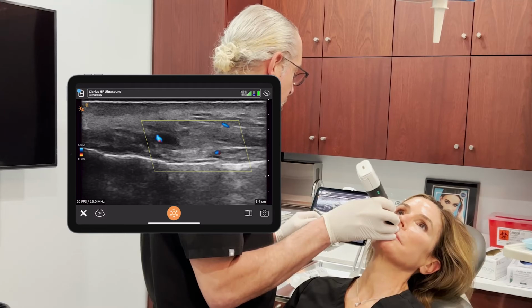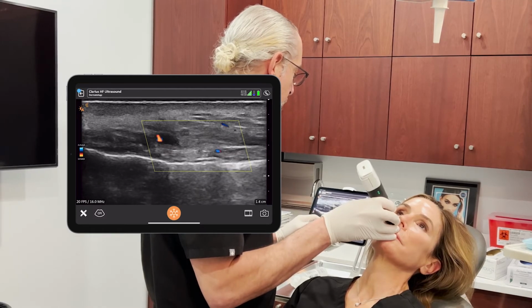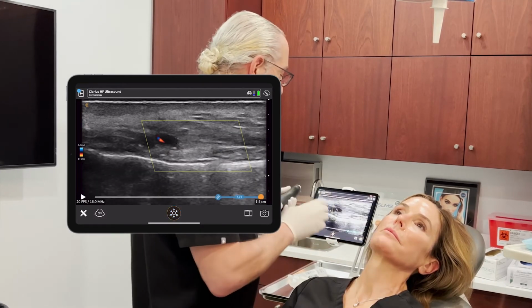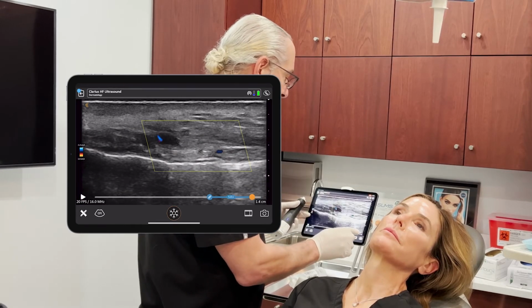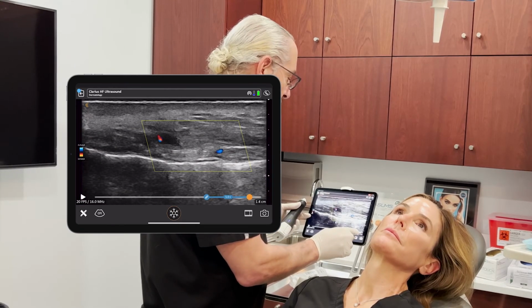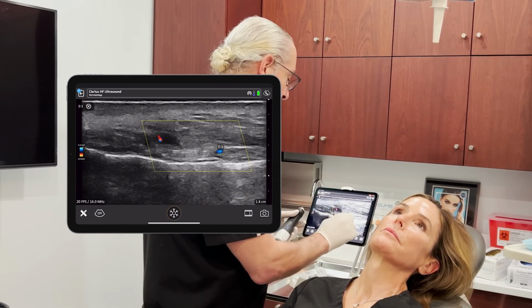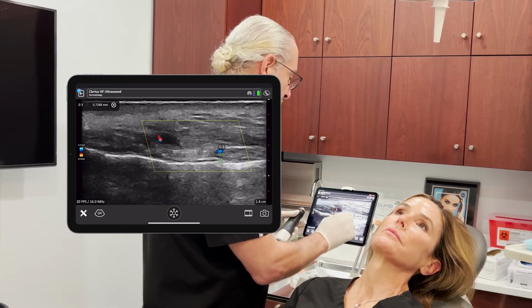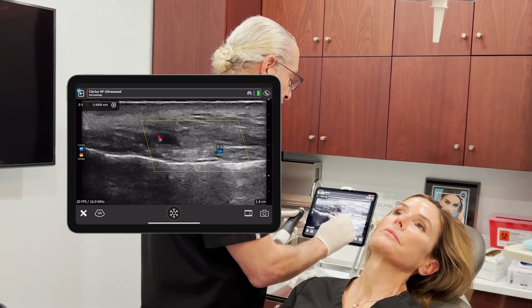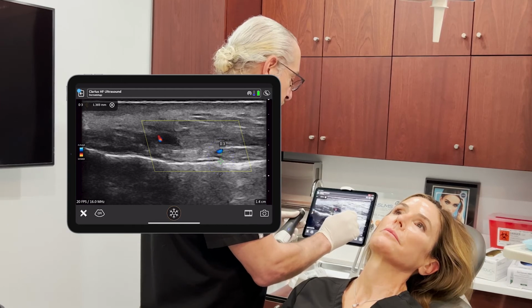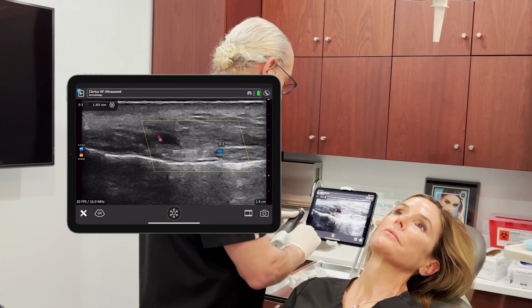And you wouldn't know that she has two, or she has one that is deep, if you didn't have your ultrasound. So now I'm just going to measure the depth of this one. And you will see that there's probably about 1 millimeter, less than a millimeter between that artery and the periosteum. So it's quite a difficult injection in this patient.